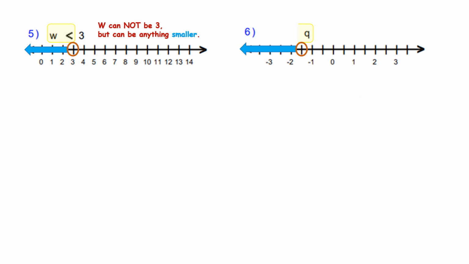Once again, if all I'm given is this drawn inequality that's on the number line, and I'm told to use the variable Q, then I have to be able to read what it's telling me. And I know that Q cannot be equal to -1.5, but it can be anything smaller, and therefore I should be able to write the inequality out as -1.5 is greater than Q.